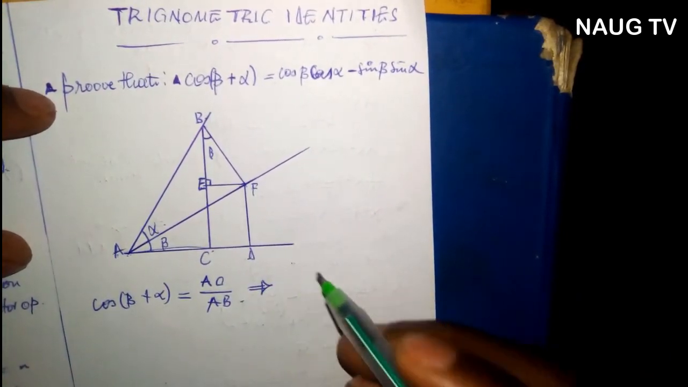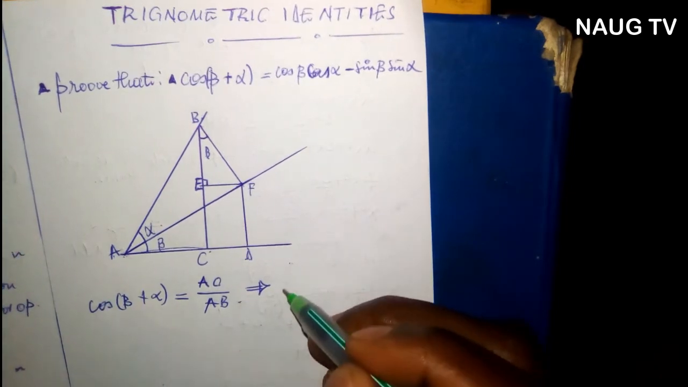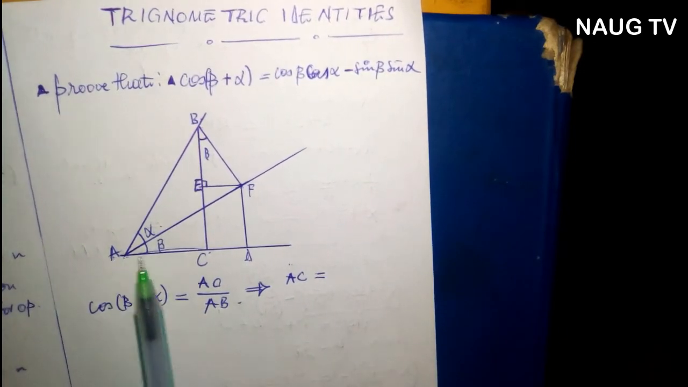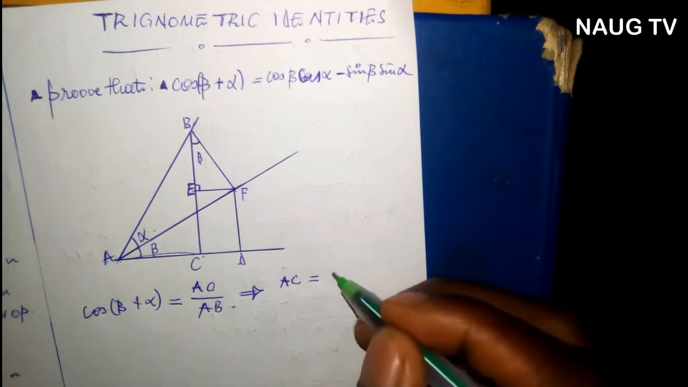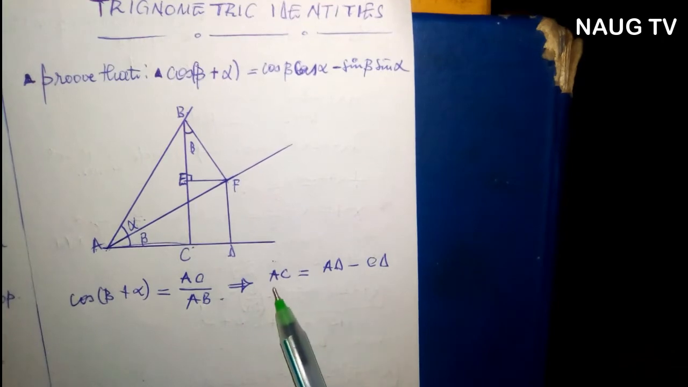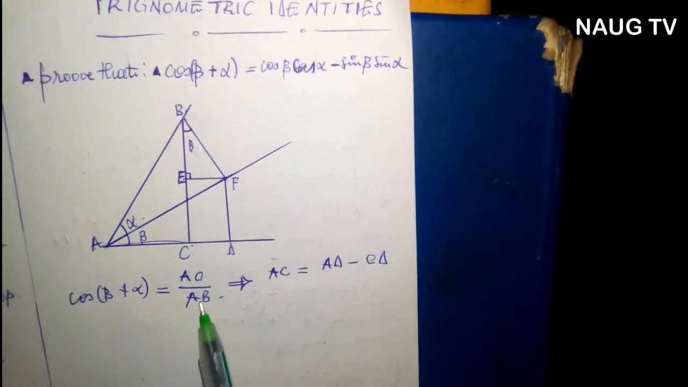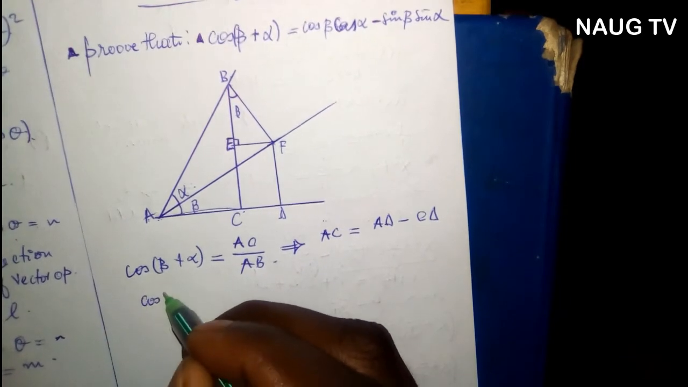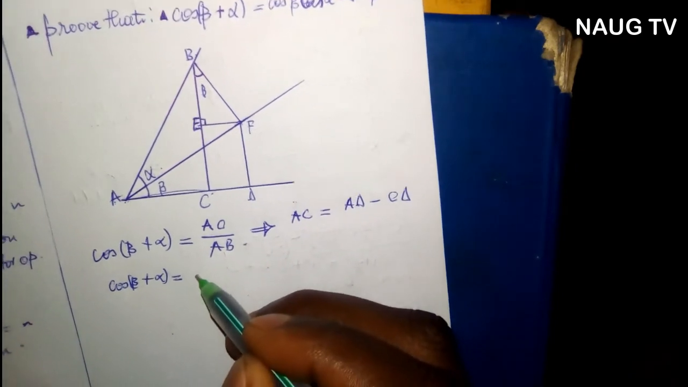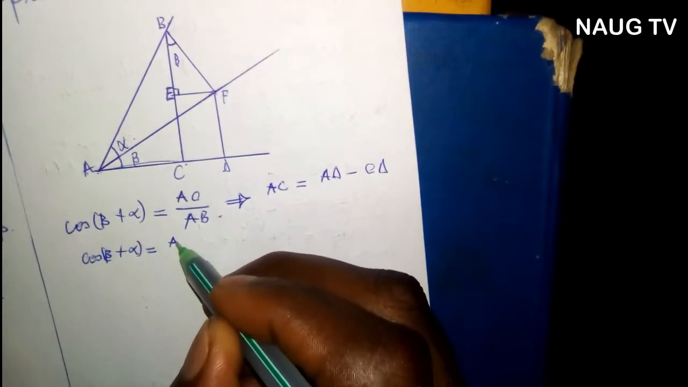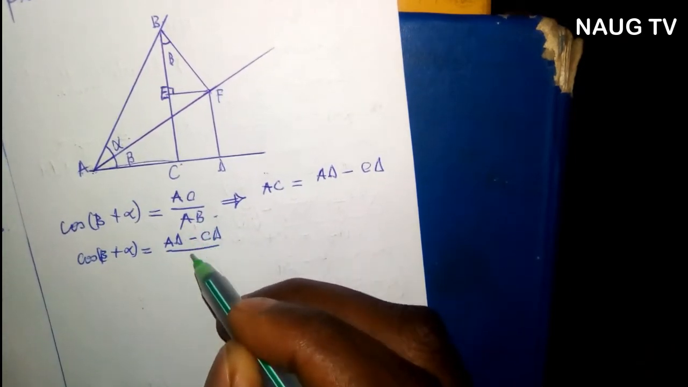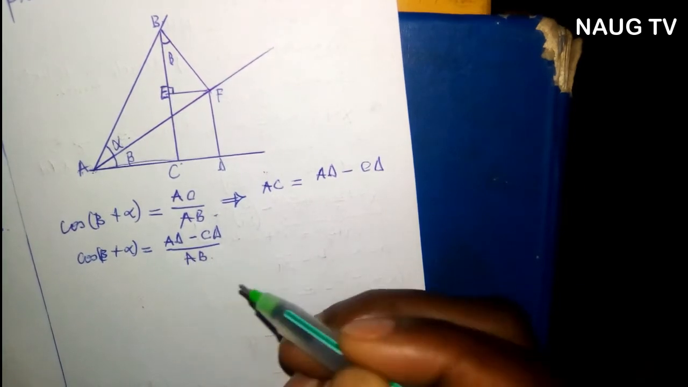But here we can see that AC equals AD minus CD. Now replace the value of AC in this equation, so we get cosine beta plus alpha is equal to AD minus CD over AB.